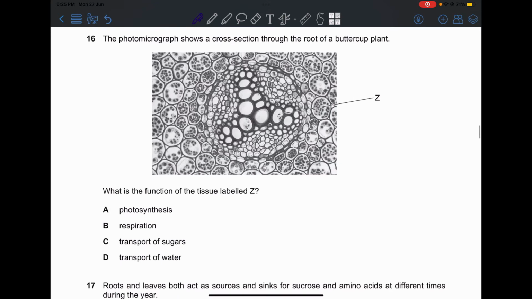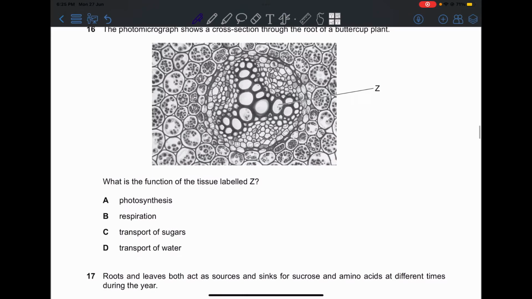16. The photomicrograph shows a cross-section through the root of a buttercup plant. What is the function of tissue labeled X? Now we know that X is actually the xylem, so let's read the options. A says photosynthesis. This is incorrect. B, respiration. Of course not. C, transport of sugars. This is actually for the phloem and not of the xylem. So our answer is going to be D, because as we know, the xylem transports mineral ions and water.